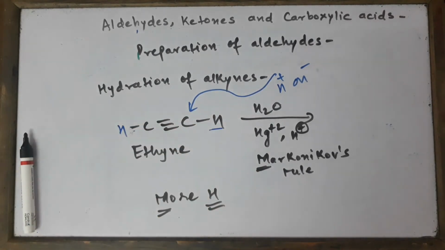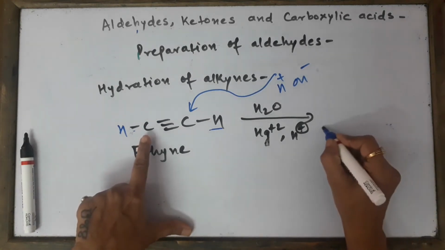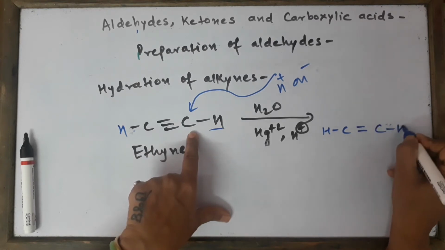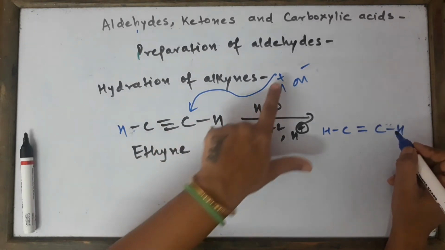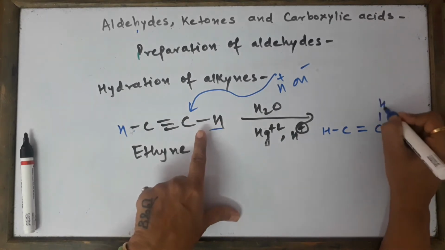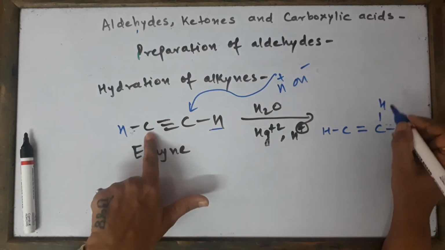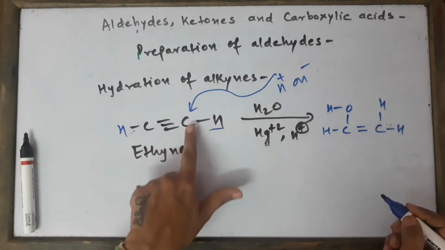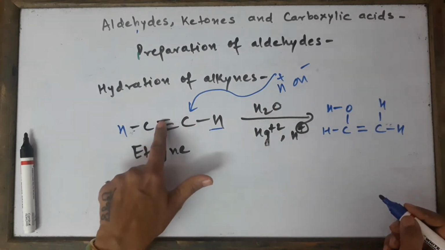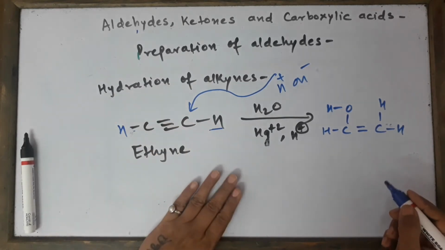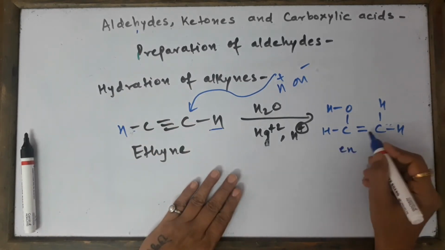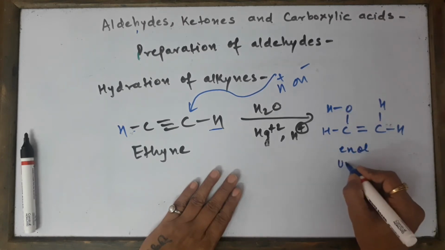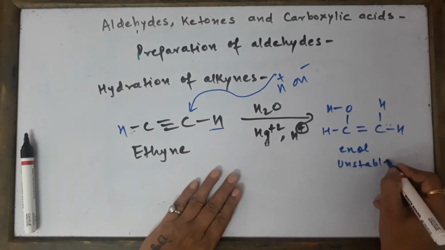So what do I get? I get HC double bond CH. Now one double bond you have to remove because you're adding something over here. So you just write H and the OH will go on the next one. The H goes on the first one and the OH goes on the next one, and one double bond has gone. This compound is called an enol because it has an alkene as well as an alcohol. Unstable.